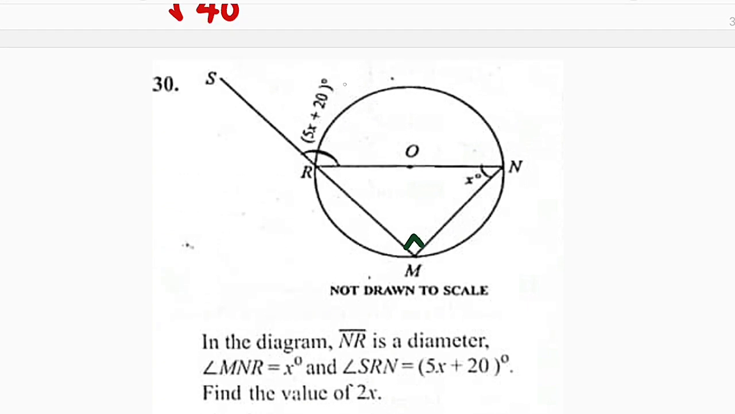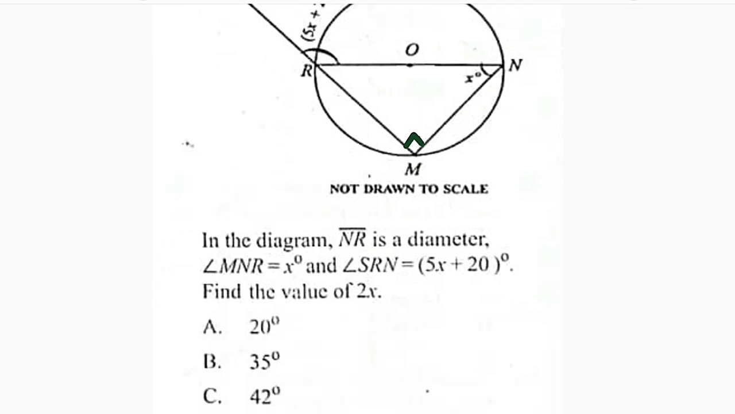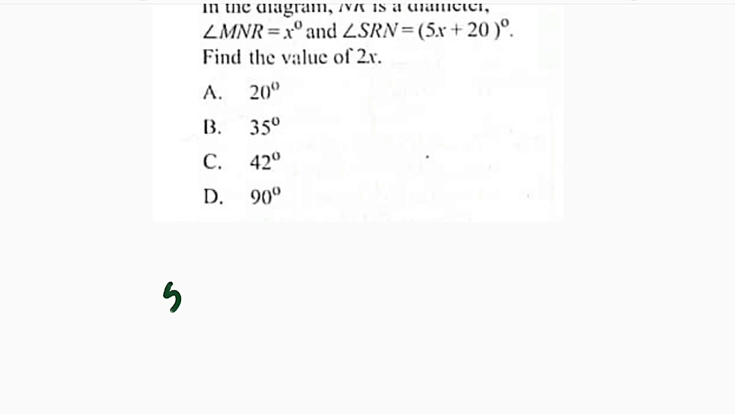So this is 90 degrees. And if you observe, this is what? An exterior angle of a triangle, which is always equal to the sum of the interior opposite angles. So this is 90 degrees plus x. It will give us exactly this angle according to one of the properties of a triangle. So therefore 5x plus 20 must be equal to 90 plus x.